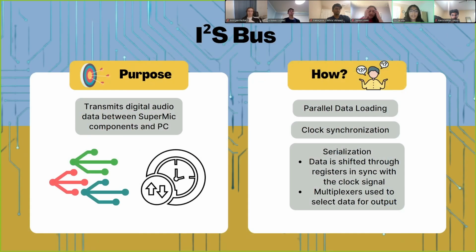Then SuperMic needs an I2S bus to transmit the audio data in a serial format. We begin by loading 32-bit audio data in parallel into shift registers. From there, we serialize it using multiplexers, or muxes, which shift out each bit in sync with our clock signal.